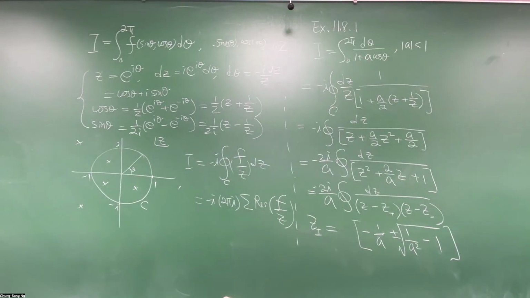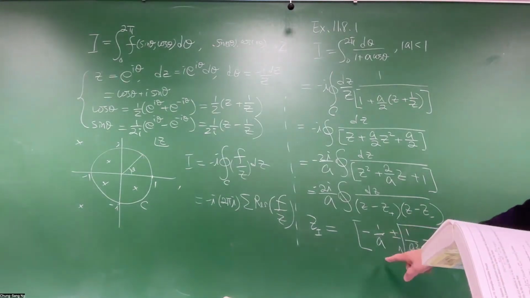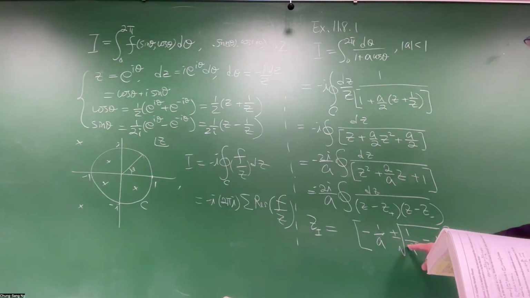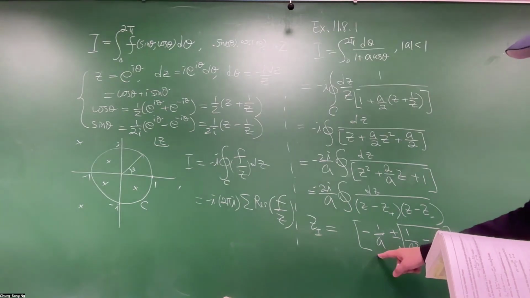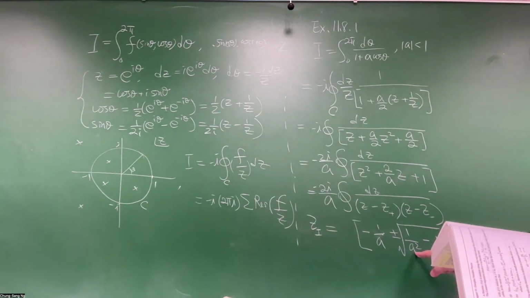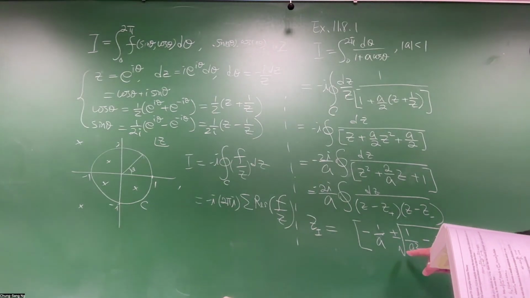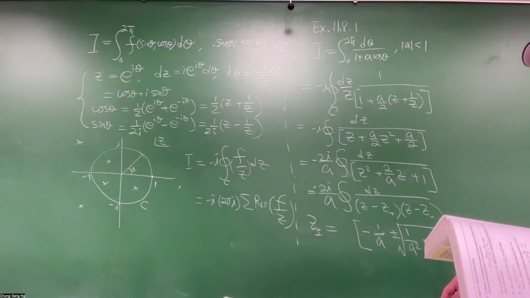Did the text specify the sign of a? No, not really. Wait, did I get that right? Minus 1 over a, you pull out 1 over a, minus a squared. Yeah, right.